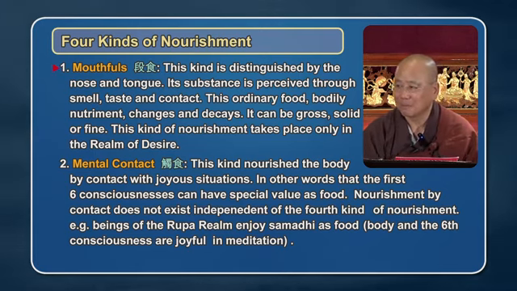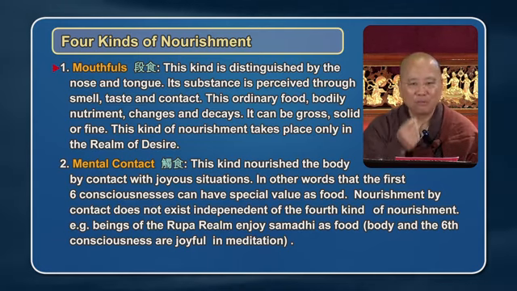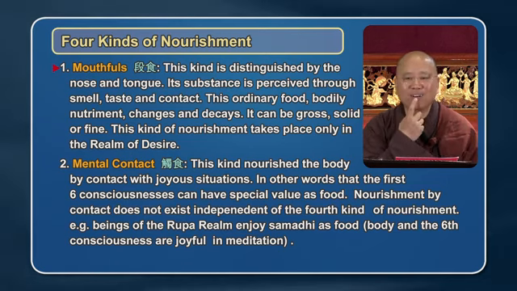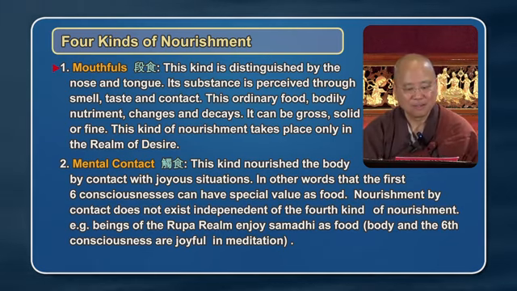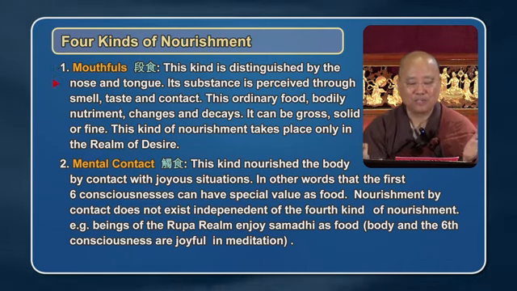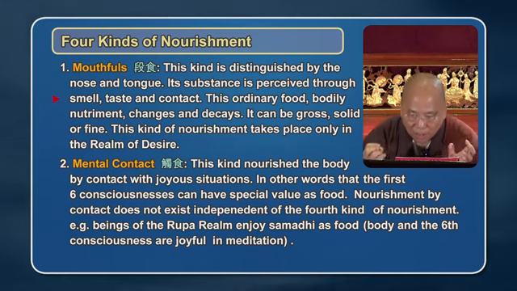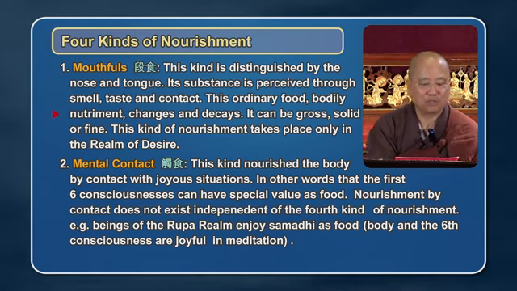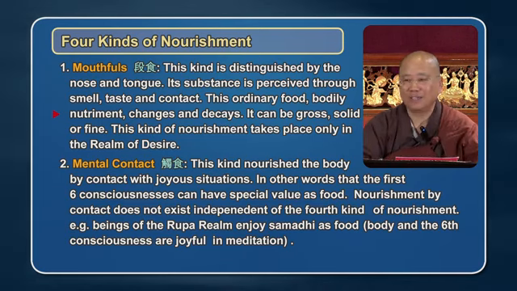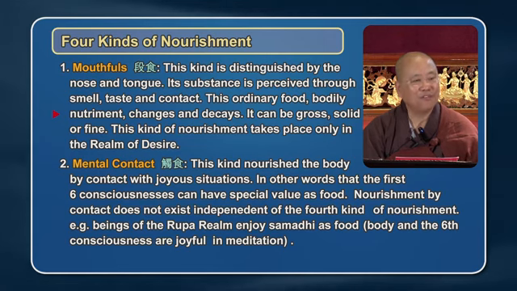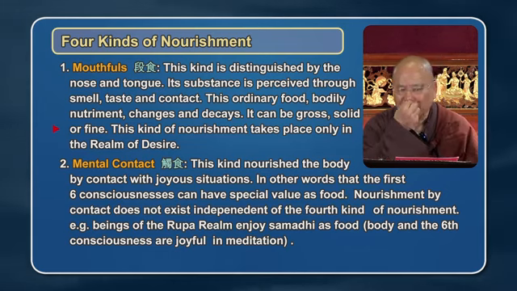The first was what? Mouthful food. The breakfast, the lunch, the dinner, we have to do it mouth by mouth. Our tongue tastes it, our nose smells it. Mouthful. And the food substance is perceived through smell, taste, and contact. This ordinary food gives bodily nutrition. Then this kind of food would change, and when it gets into your body, it goes through all the circulations, and then finally, it has to be discarded as what? Excretion.